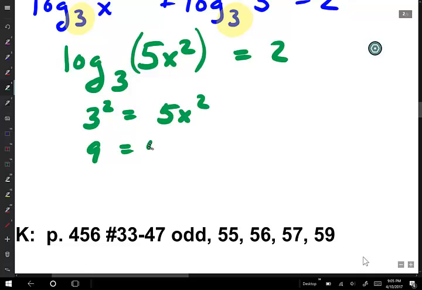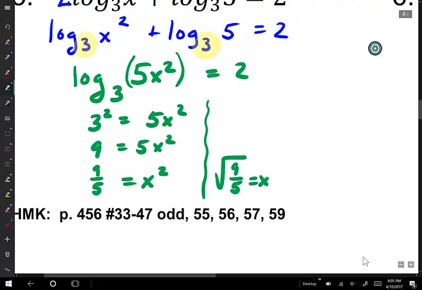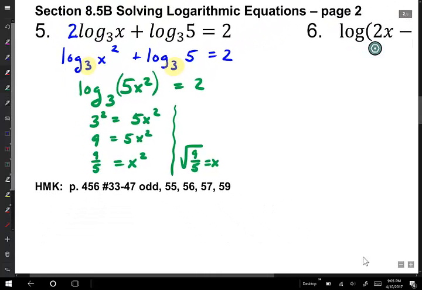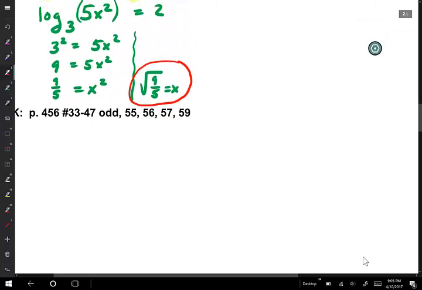So 9 equals 5x squared. So 9 over 5 equals x squared. And we're going to solve that by very simply taking the square root of both sides. And so the square root of 9/5 equals x. Okay? So, simple, straightforward problems there. You're not going to have to worry about rationalizing that at this point. We're just going to work through that and go from there.